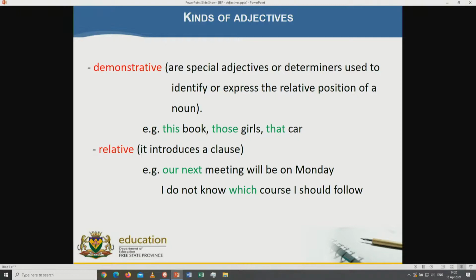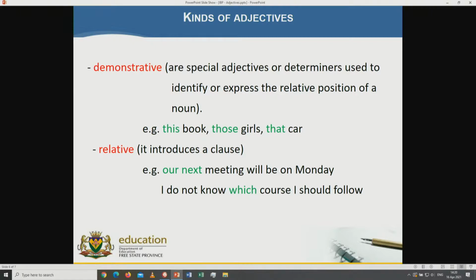Those girls. Those girls. These ones are a bit further from you. They are not as close as this book. Those girls. Remember we say demonstrative, they what? They identify or express a relative position of a noun.